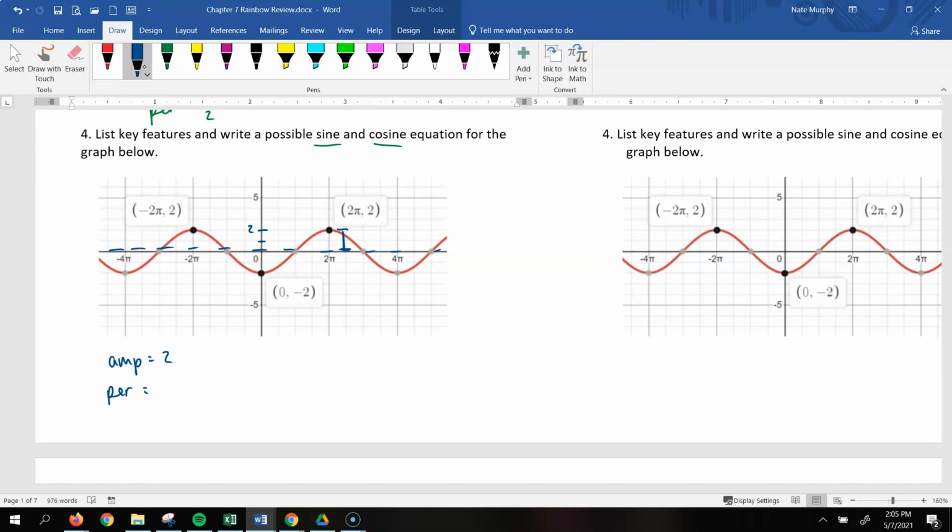The period, we see that, let's just pick a point, it doesn't matter which one it is, let's say this one, that repeats itself here. So we have to figure out what that distance is. Okay, that distance is 4 pi radians. It's always easier if you start at 0, because we could just see that here it starts at 0, ends at 4 pi, so it's a distance of 4 pi. But if we found the distance between these 2 points, between negative 2 pi and 2 pi, that's also 4 pi radians. So every point repeats itself every 4 pi radians. Okay, so that's the period.